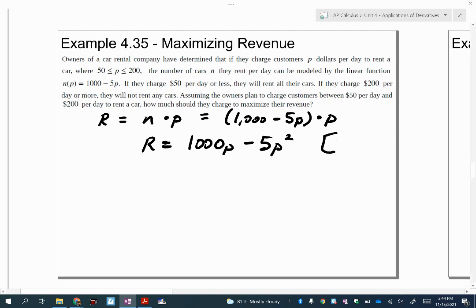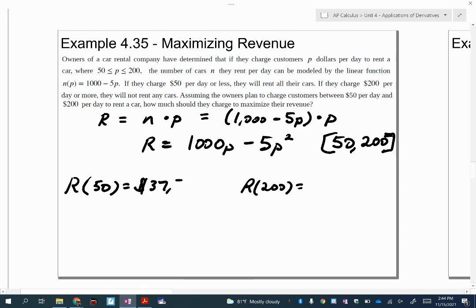Okay, now we want to maximize this, all right, and it tells us that we're using the interval between $50 per day and $200 per day. So I'm going to first start off by evaluating this at 50 and at 200. All right, so I'm going to use my calculator for this. This one isn't as complicated as the previous one. So I have 1,000 times 50 minus 5 times 50 squared. So that's going to be a revenue of $37,500. Let's try 200. So 1,000 times the price per day of $200 minus 5 times 200 squared.